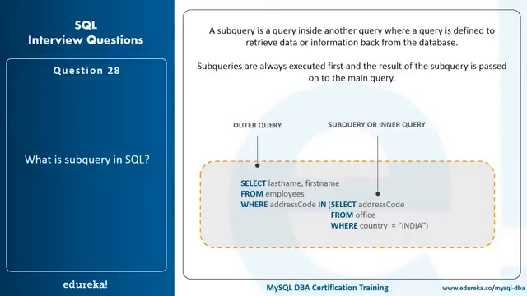So as you can see on my screen, I have an outer query inside which I have a subquery, or an inner query. This inner query is designed to retrieve data from the database, and it will be executed first. If there are any errors in this query, then the complete query will not be executed. Only when the subquery is completely executed will the outer query be executed.